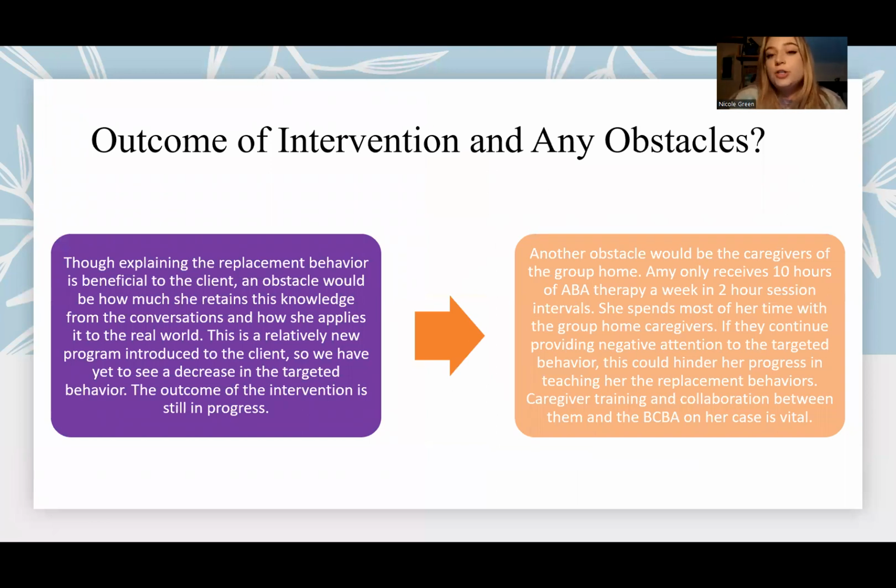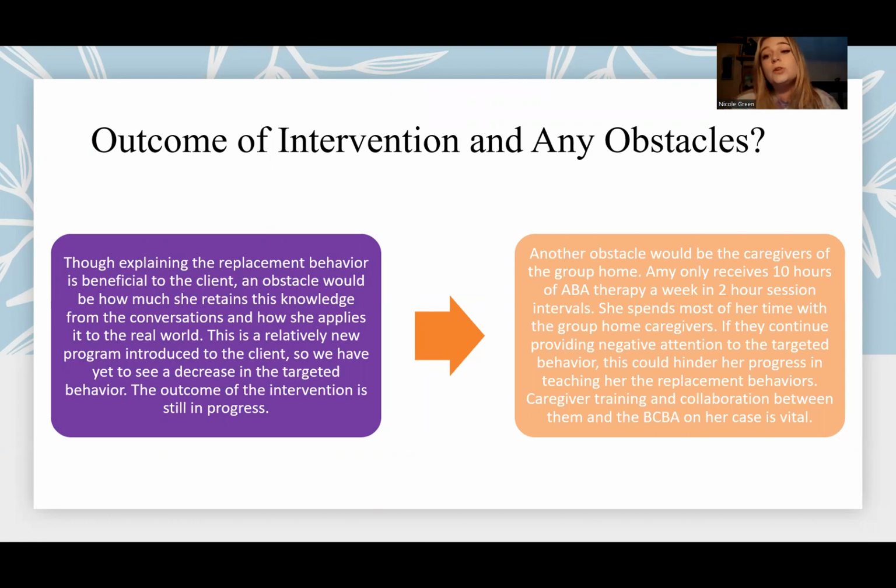So the outcome of intervention and if there were any obstacles. Though explaining the replacement behavior is beneficial to the client, an obstacle would be how much she retains this knowledge from the conversations and how she applies it to the real world. This is a relatively new program introduced to the client, so we have yet to see a decrease in the targeted behavior. Therefore, the outcome of the intervention is still in progress.